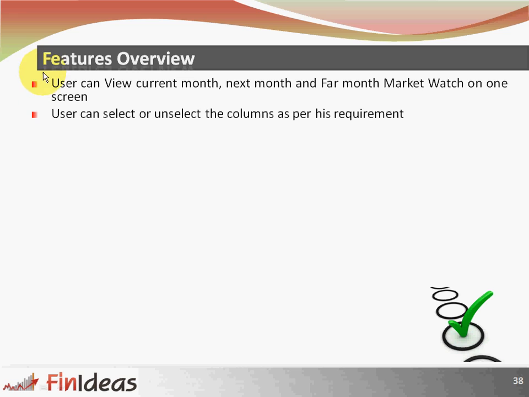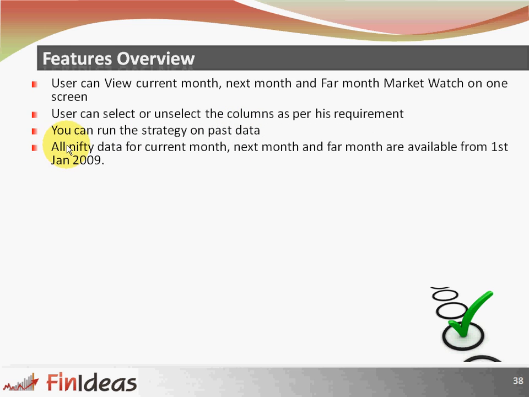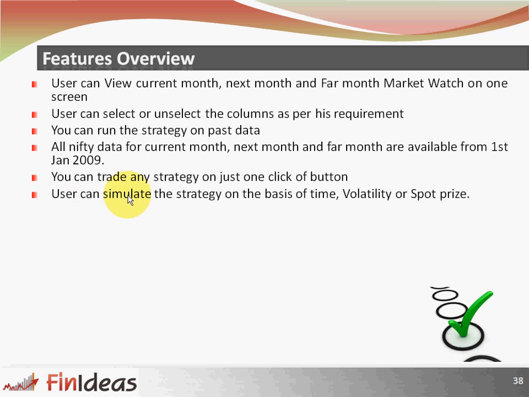So finally, from this FinTester software, the user can view current month, next month and far month market watch on one screen. The user can select or unselect the column as per his requirement. You can run the strategy on past data. All Nifty data for current month, next month and far month are available from 1st January 2009. You can trade any strategy on just one click of a button. The user can simulate the strategy on the basis of time, volatility or spot price. The user can change decimal setting on just a click of a button.